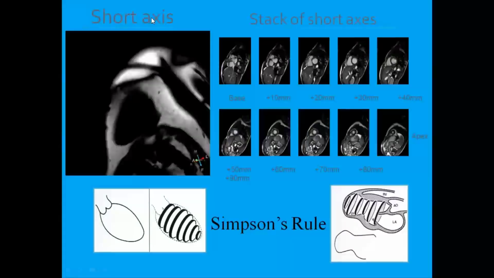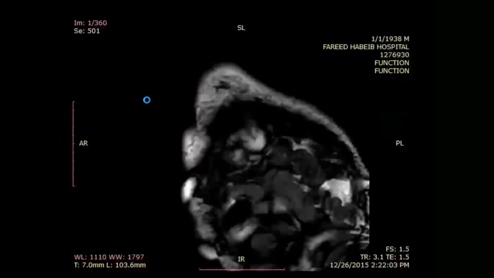Why CMR is the gold standard: because in short axis view, we get a stack of the short axis and we measure the volume using the modified Simpson rule or the summation of discs. And through all of these measurements, we get the ejection fraction. So it's different from echocardiography. That's why it's highly accurate.